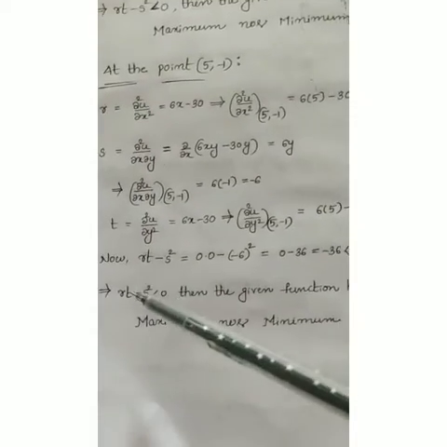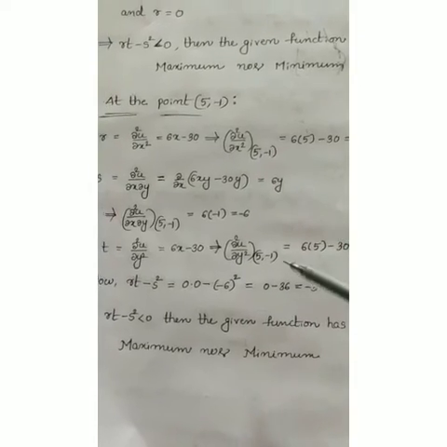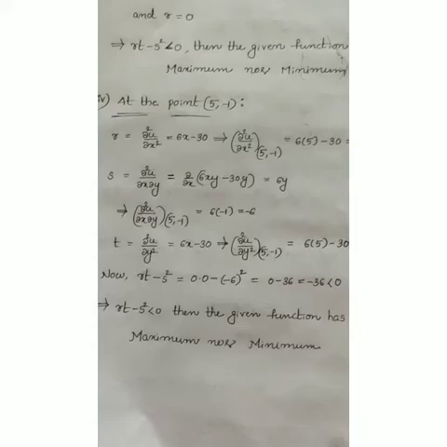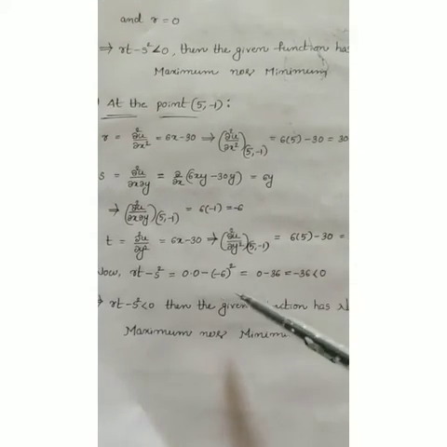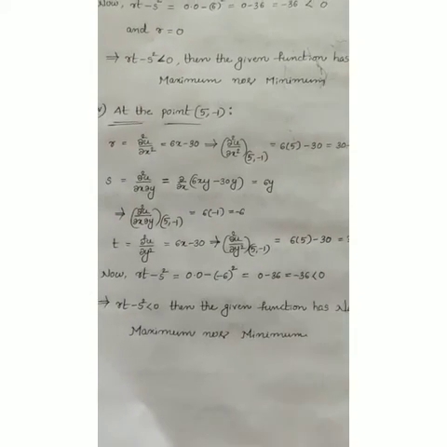Now rt minus s square equal to 0 into 0 minus, s value is minus 6, whole square, that is minus 36, which is less than 0. So here rt minus s square is less than 0, then the given function has neither maximum nor minimum.